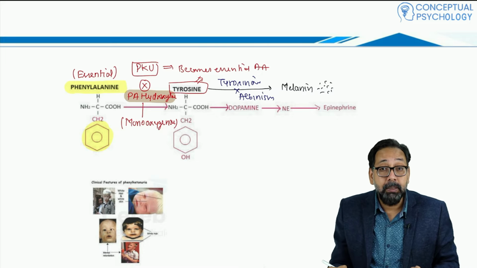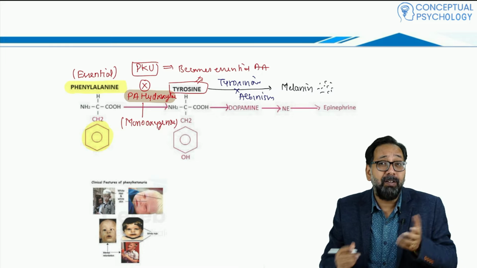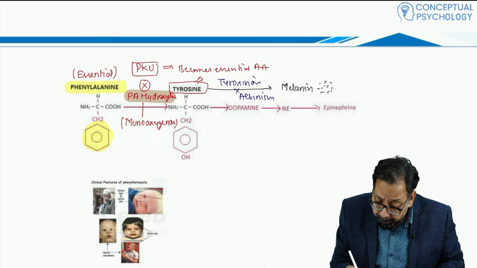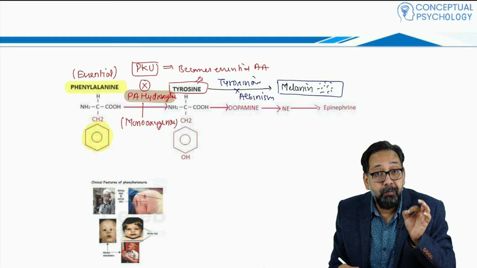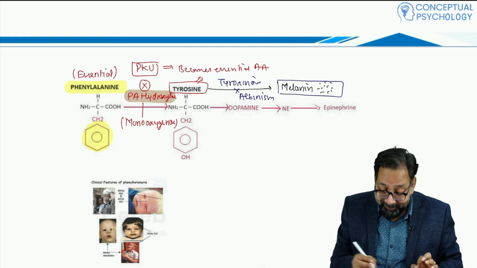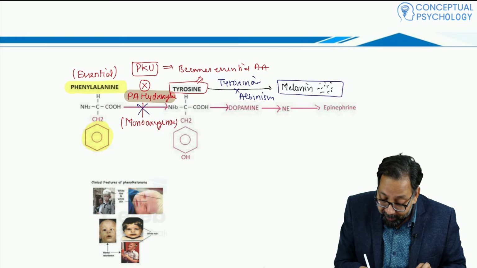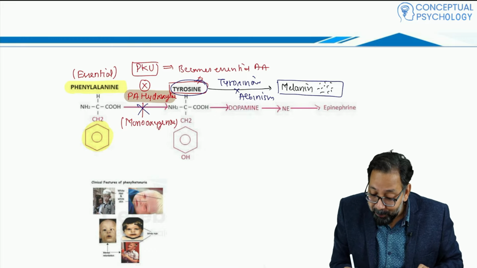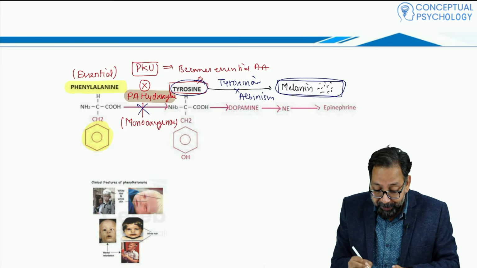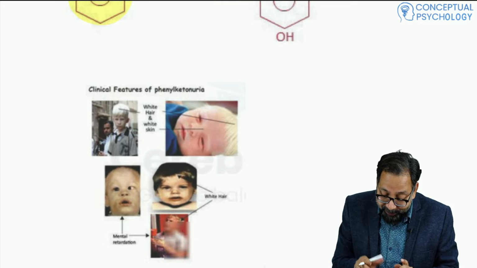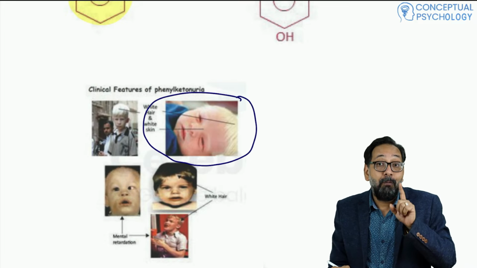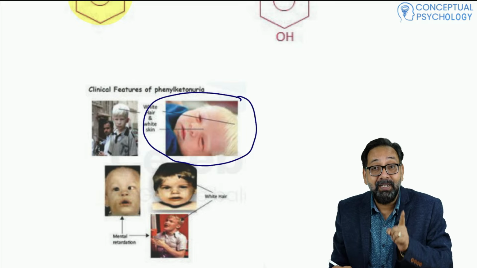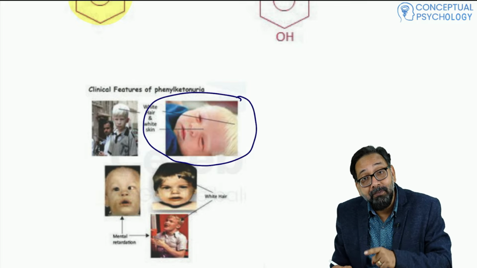Albinism means white hair, grayish hair, white skin. Melanin will not be synthesized. So if a patient of phenylketonuria is there, this step would not occur. Tyrosine will not be synthesized, so melanin will not be synthesized. The patient will present with white hair, white skin in phenylketonuria also. So white hair, white skin present in albinism is also present in phenylketonuria.